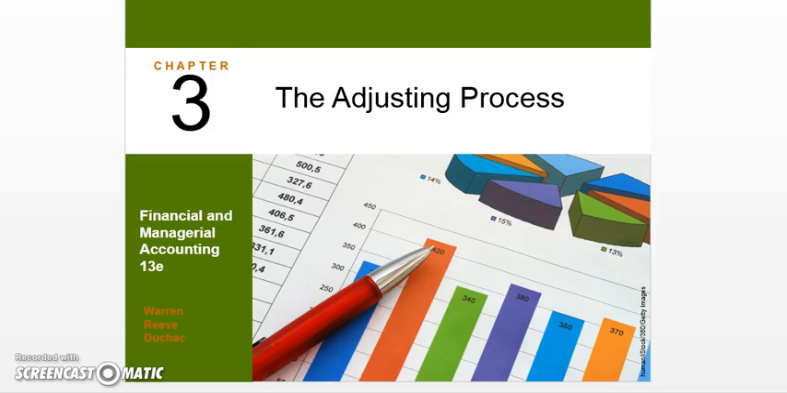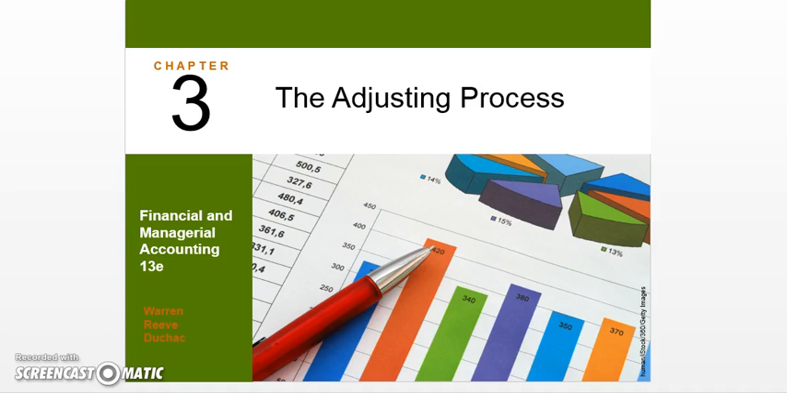Chapter 3, the adjusting process. This can be one of the more difficult to understand chapters in the book. For some reason, our students seem to have a tough time understanding adjusting entries. So Chapter 3 covers this in some detail.